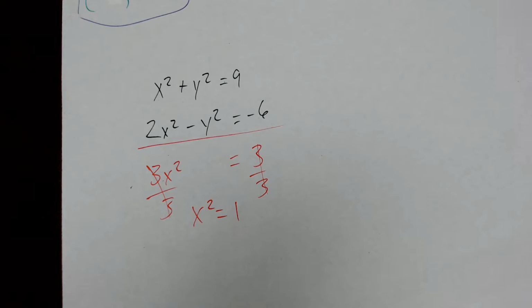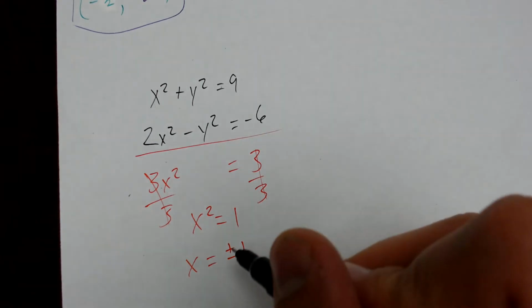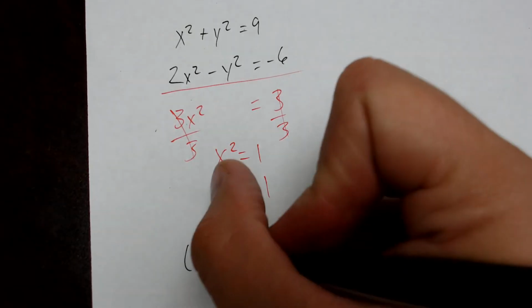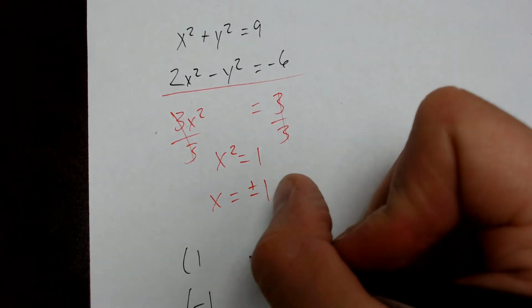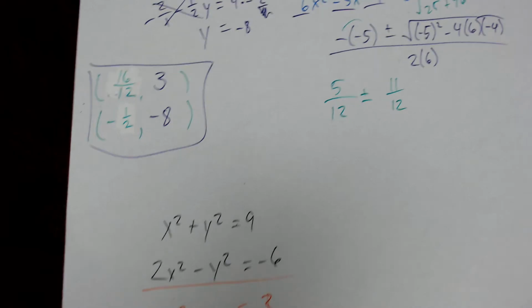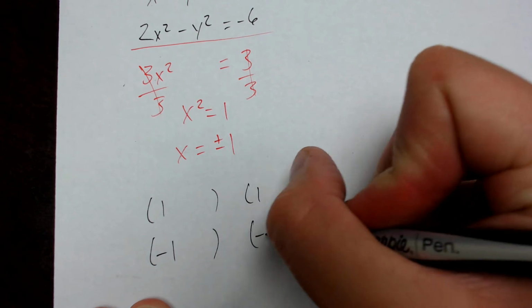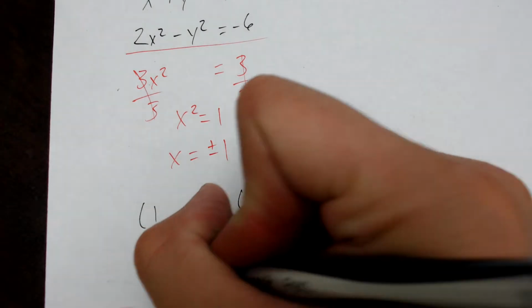If x squared is equal to 1, that means x is equal to plus or minus 1, because the square root of 1 is 1. So in my final answer, I'm going to have 1 where x is positive, 1 where x is negative, and remember I said that since both equations have x squared and y squared, both equations are nonlinear, it's very likely that we'll have 4 answers. So I'll actually have 2 answers for positive 1 and 2 answers for negative 1. That's right, 4 answers.